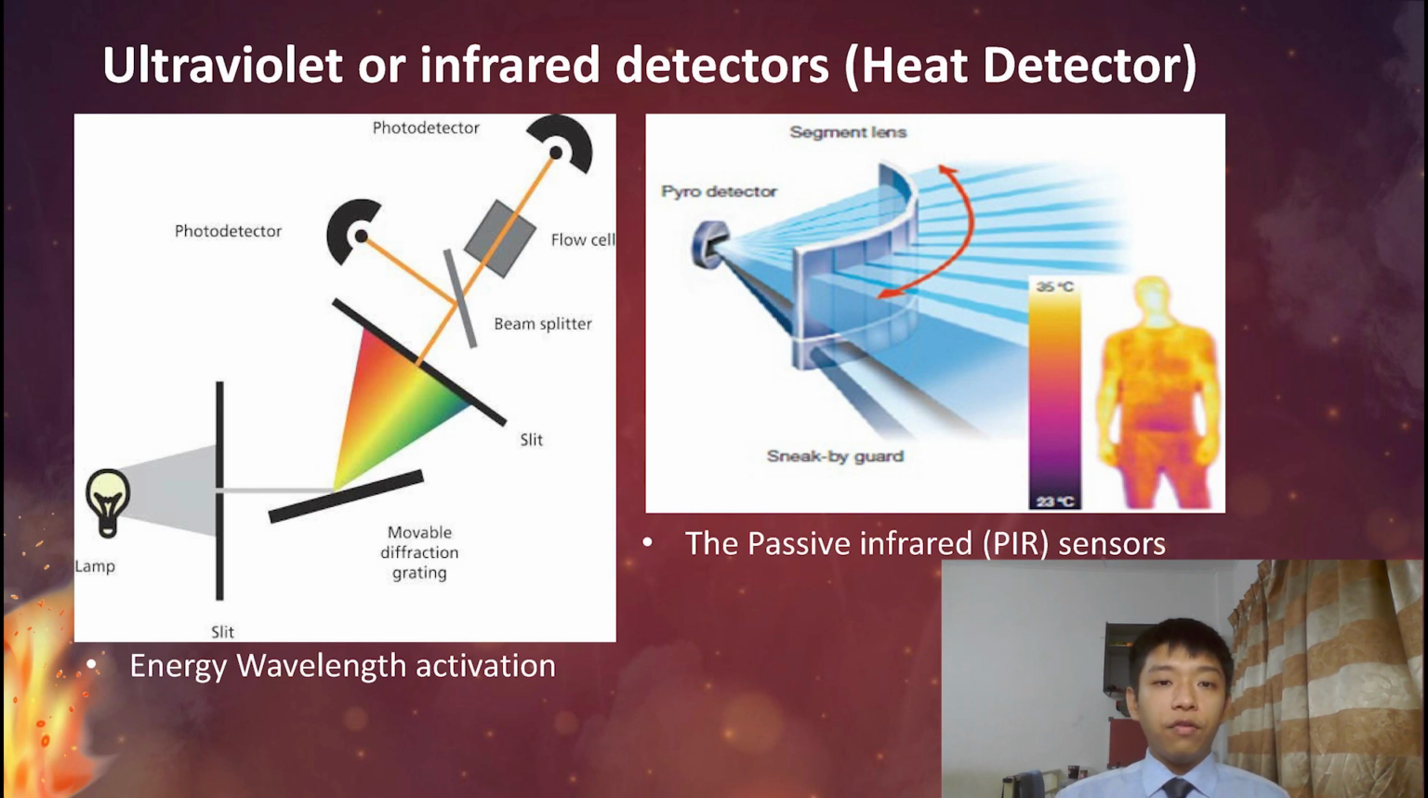The next is ultraviolet or infrared detectors, heat detector. A schematic of a variable wavelength detector. Light from a lamp is directed through a slit onto a diffraction grating, which spreads the white light into its various wavelengths. The grating is rotated to direct the desired portion of the spectrum through another slit. The light is then directed through the flow cell onto a photodiode.